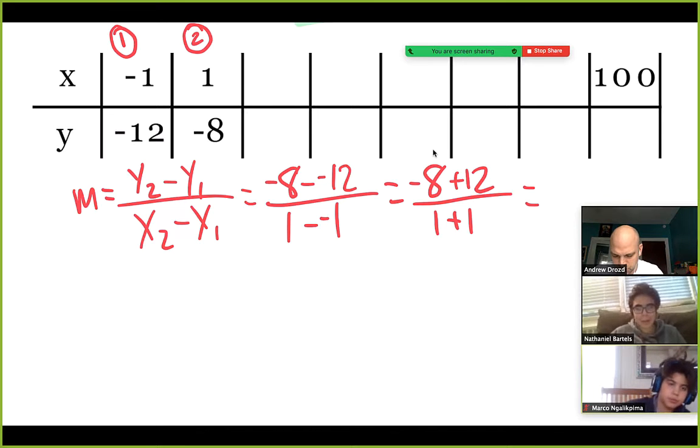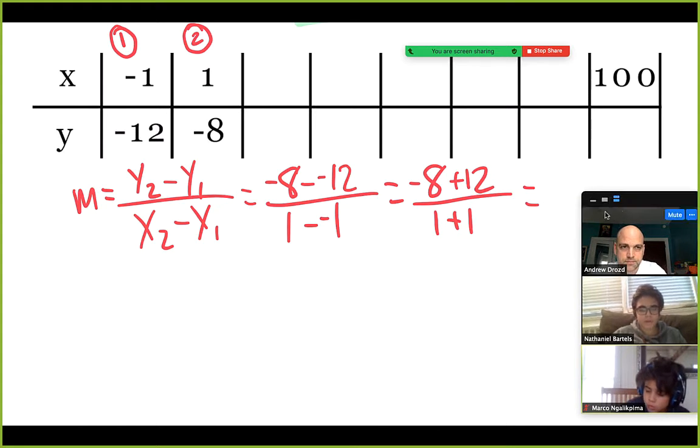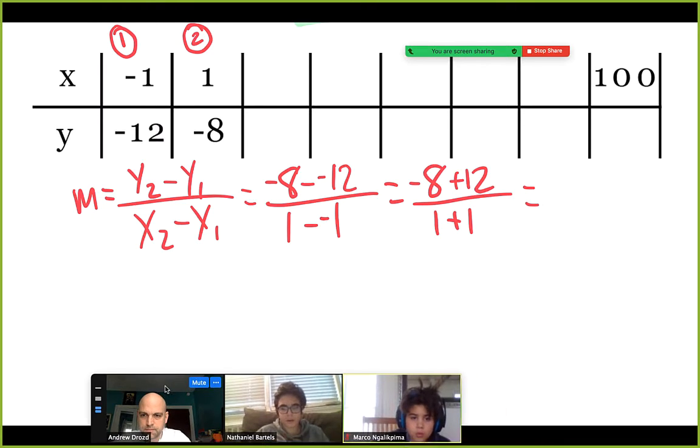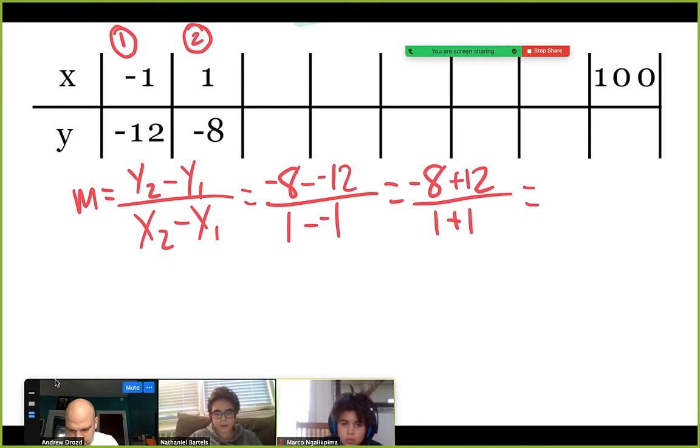So here's what I know. Nathaniel just said, we've got to figure out what the slope is, and we're almost there. And negative 8 plus 12 will give us what, Nathaniel? Negative 8 plus 12 is 4. It sure is. That's a positive 4. And 1 plus 1 gives us 2. And so we can simplify this slope to what? 2. Nice. Well done.